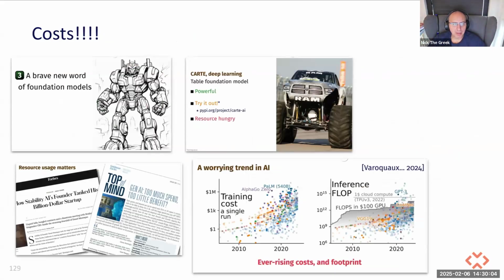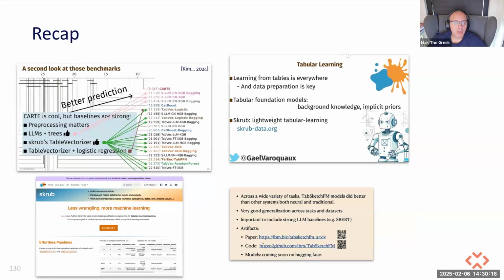But the problem is, at what cost? It's very powerful, you should try, but it's resource hungry. It turns out though that if you combine trees with foundational models like CART, you can do even better. Okay, and they also have another tool called Scrub. I don't have time to go into details. It's kind of like a lightweight tabular model.